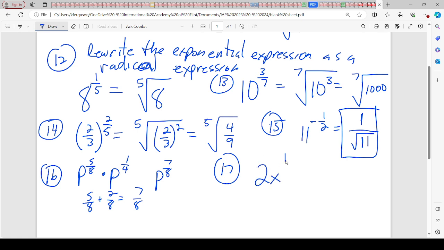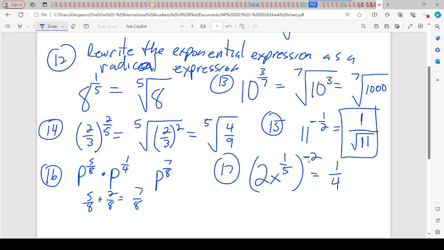17, 2x to the 1/5 power taken to the negative half power. So I told you I got numbers and I got variables. So I'm going to treat them as two things that are different. So I got 2 taken to the negative 2 power. What should that be? It's 1/4. Negative tells me I kick it to the denominator. 2 to the second power is 4. So that's 1/4.